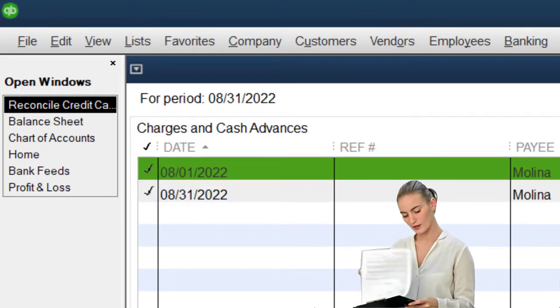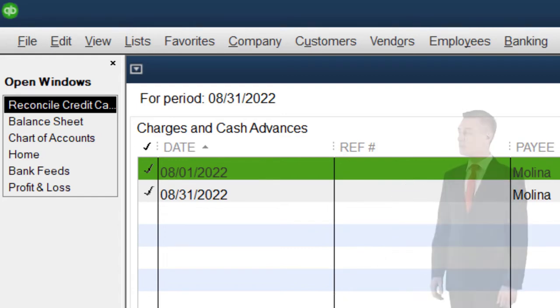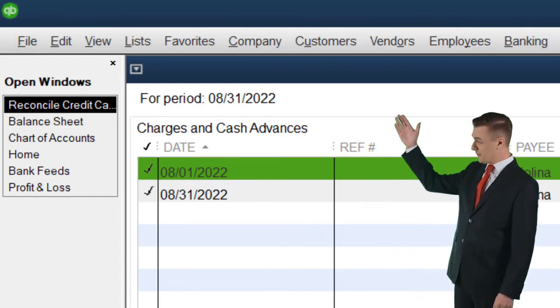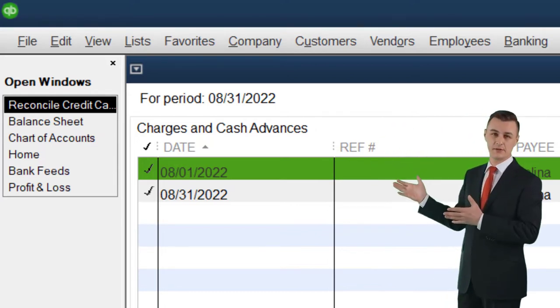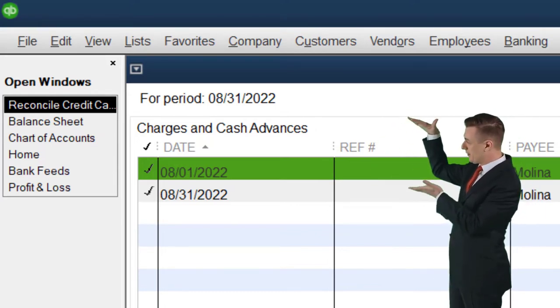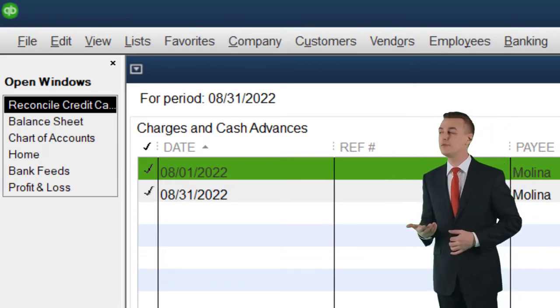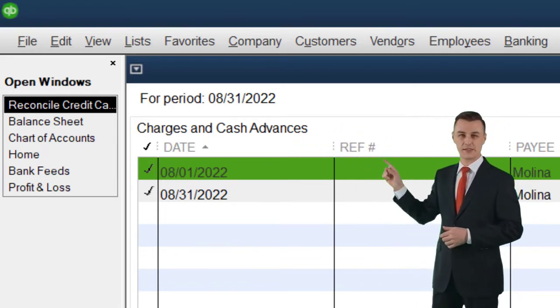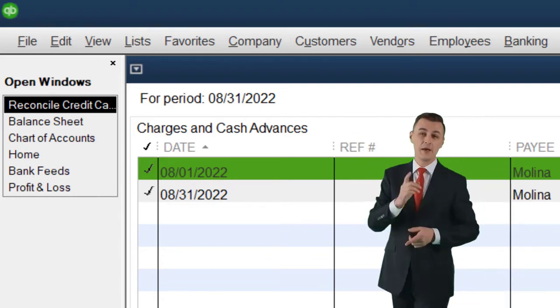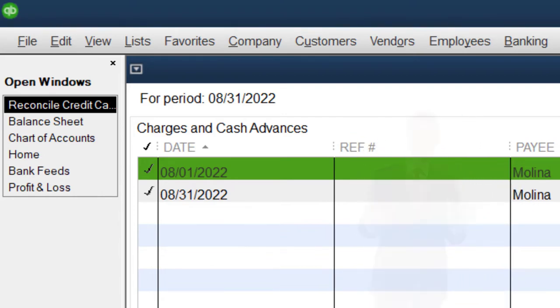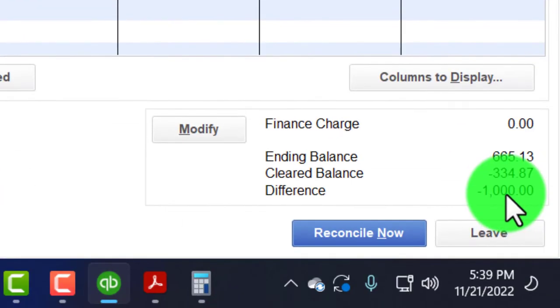Now, normally, this might be all you have to do to record the transactions, given the fact that you don't have the beginning balance issue, because all of the transactions came from the bank. You're not going to have any outstanding checks or deposits. But in this case, that puts us out of balance, of course, by the beginning balance, the $1,000 that we have to start off with.